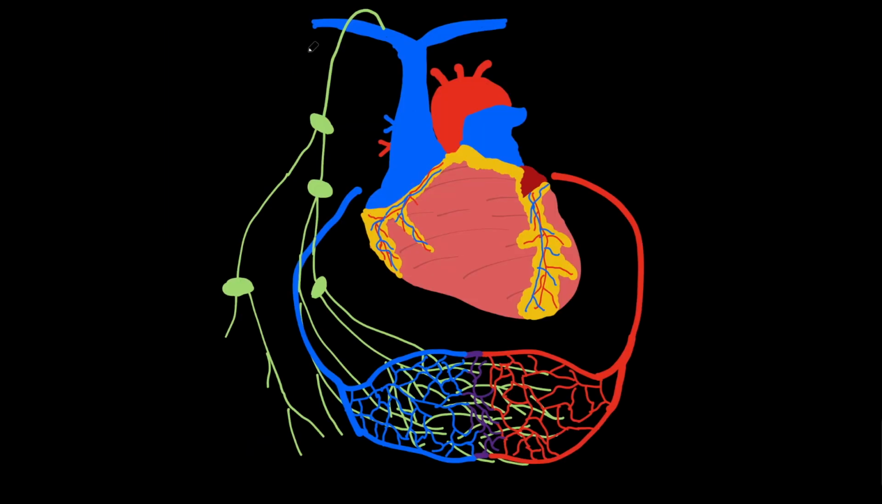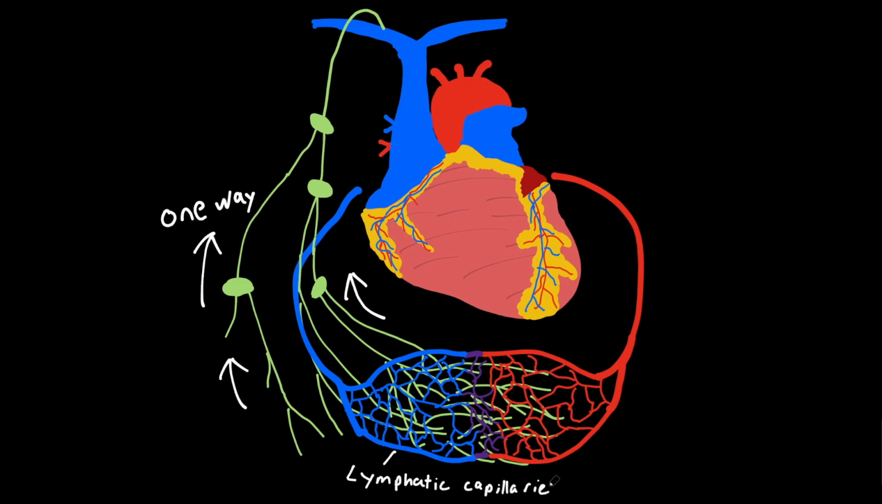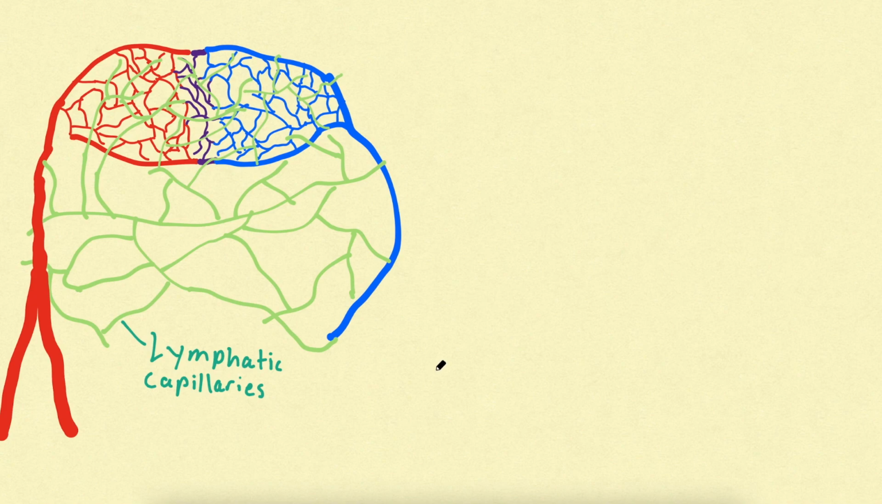So let's discuss lymph and our lymphatic vessels as it pertains to the lymphatic system. This diagram shows our lymphatic system in association with our circulatory system. Now, in our lymphatic system, our lymph flows one way from our lymphatic capillaries all the way to the collecting ducts. We need to start this discussion at the lymphatic capillaries. This diagram shows our lymphatic capillaries.